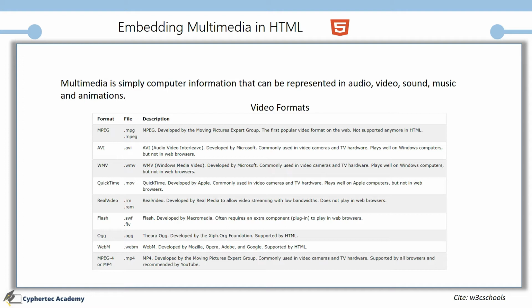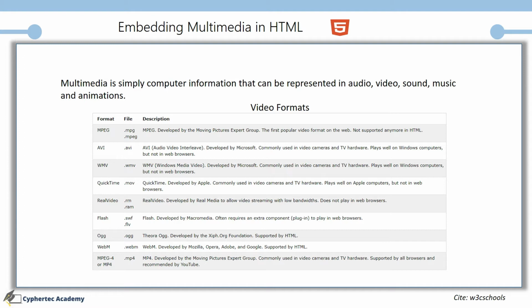Web pages often contain multimedia elements of different types. What I have on my screen here are different video formats. We have the MPEG, AVI, WMV, QuickTime, and so on. MPEG stands for Moving Pictures Expert Group because they are the ones that developed it. This was the most popular video format on the web, but it is no longer supported by HTML. They have updated this file format, and what we have today is the MPEG-4 or MP4.